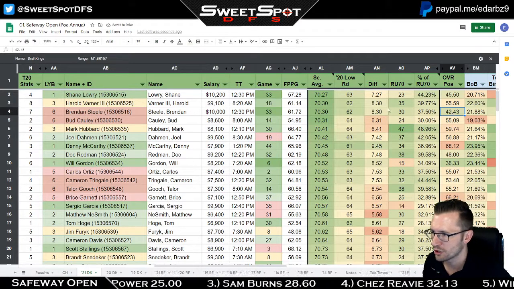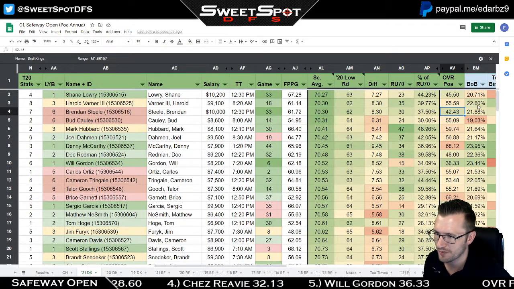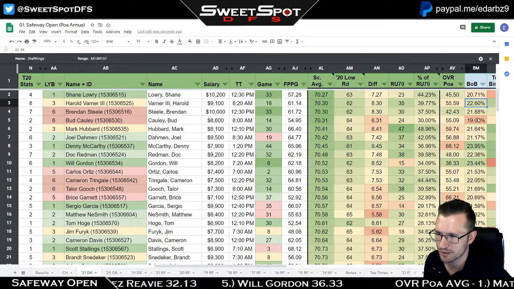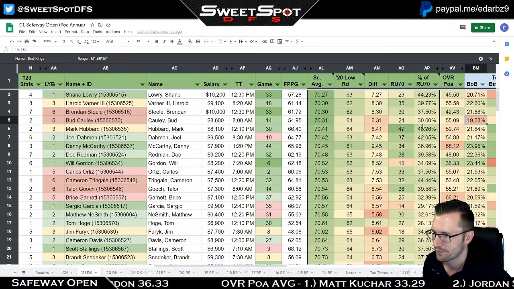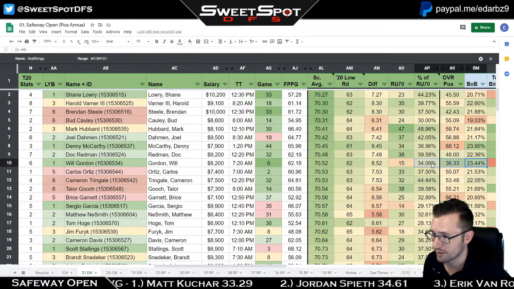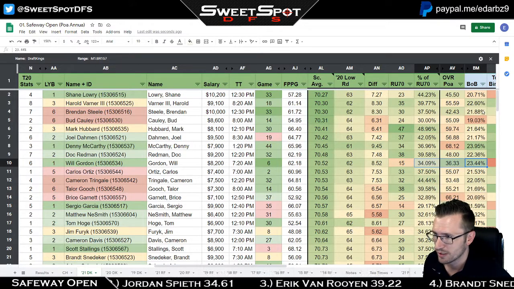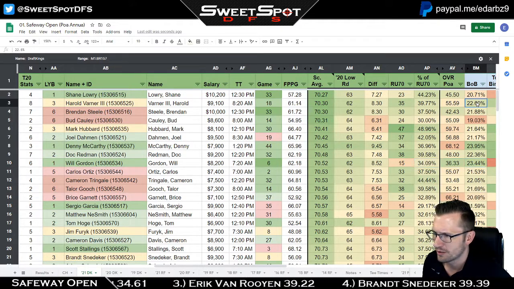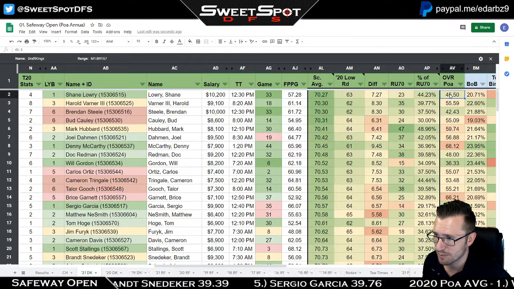Brendan Steele, good POA stats. Not terrible birdie or better in this field. Obviously, the greener it gets, the better. The darker red it gets, the worse. Will Gordon is popping out. He's a golfer worth considering. Varner, not terrible numbers. Shane Lowry, pretty decent POA numbers.